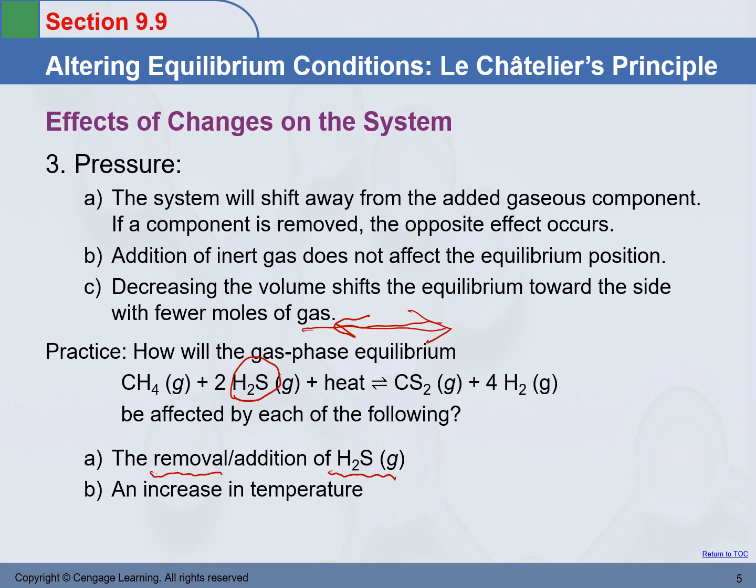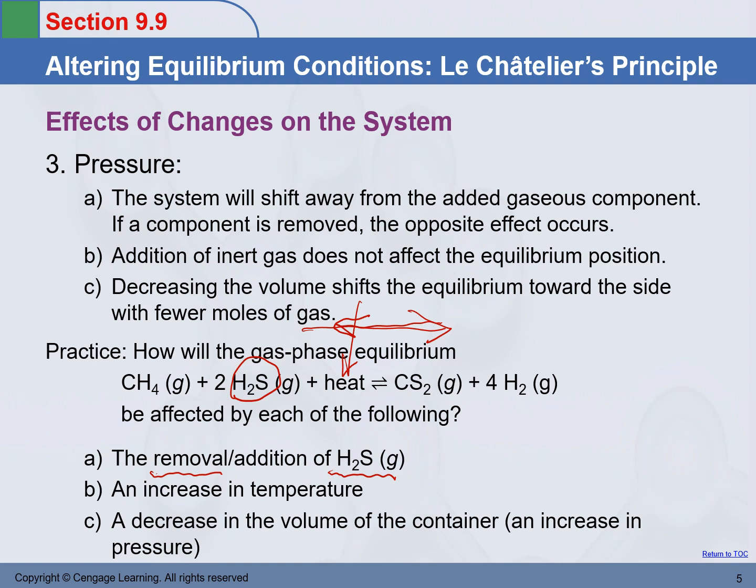Next, increase in temperature. Increased temperature means adding more energy. This reaction is endothermic. Energy is on the left. With increased temperature, you are adding energy to the system. The system is going to shift to the right. Does that make sense to you? If the question is asking about a decrease in temperature, then the answer will be shift to the left.